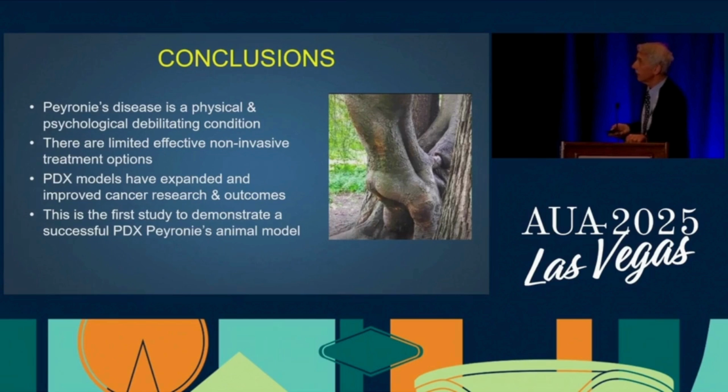So where do we go from here? Well, we all know that Peyronie's disease is both a physical and a psychological debilitating condition. There are limited effective non-invasive treatments. These PDX models have expanded and improved cancer research and outcomes. This is the first study to demonstrate a successful PDX Peyronie's animal model.